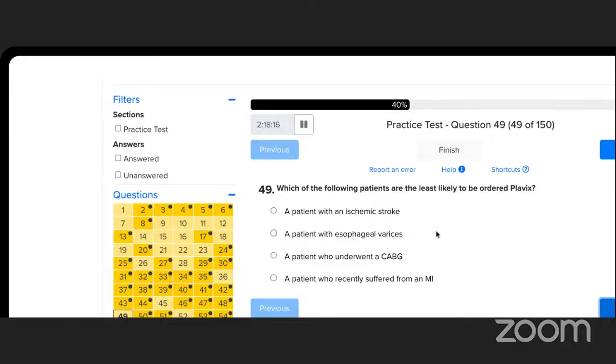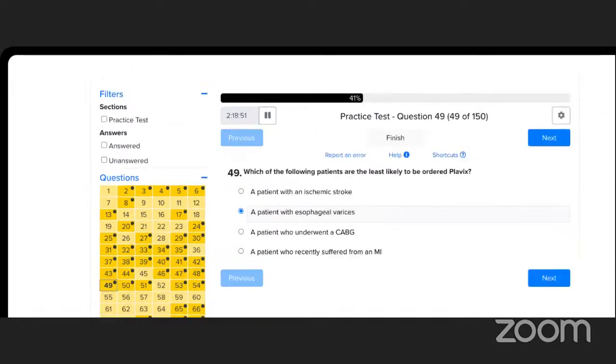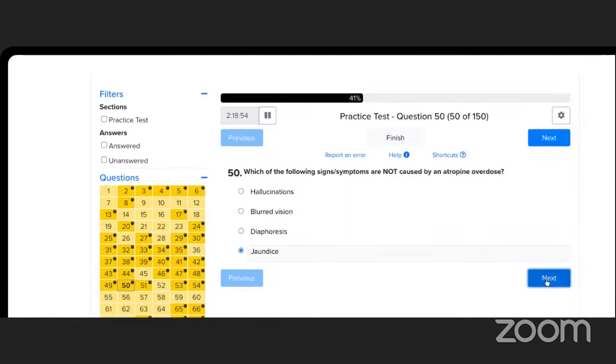The patient with ischemic stroke, the one. So I'm gonna pick the patient who has cerebral varices, because that patient might be showing signs of bleeding, and the Plavix might aggravate it. So I'm gonna pick B. All right, so that was 49.